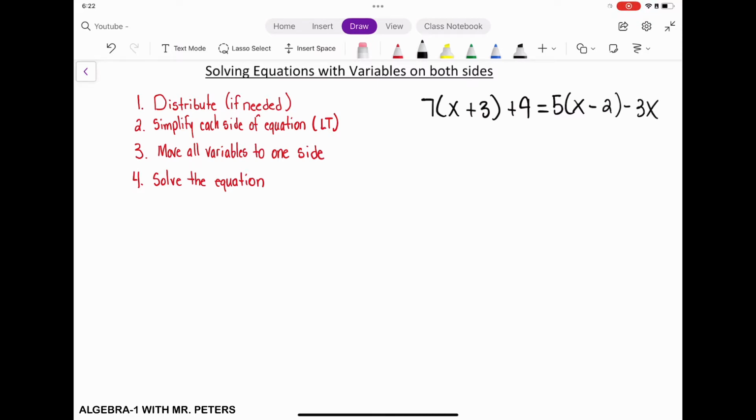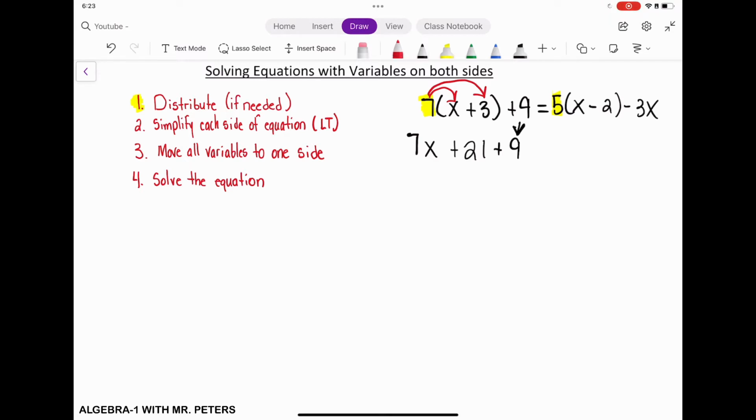All right. So step number 1, distribute if needed. When I look at this problem here, I notice that we're going to distribute 7 and we're going to distribute 5. So all that means is we're going to multiply 7 by x and 7 by 3. And once we do that, we're going to get a product of 7x plus 21, and then we're going to bring this plus 9 down, right? We didn't multiply 7 and 9 because 9 was not inside the parentheses. All right, so let's keep going.